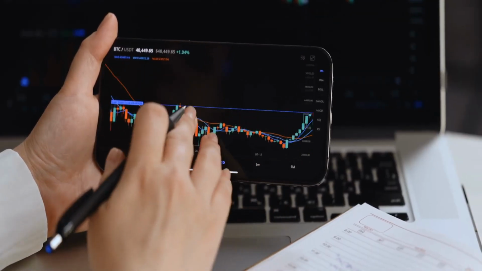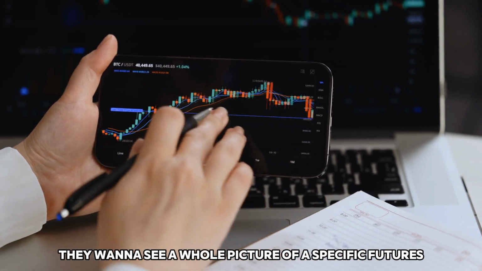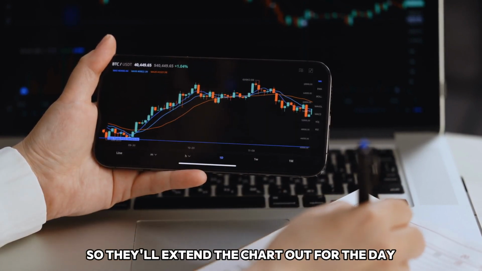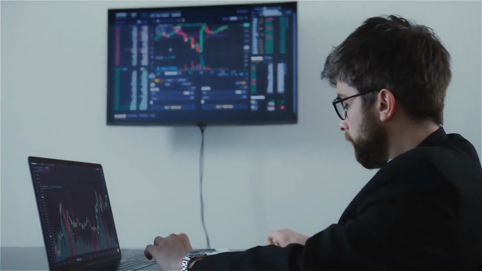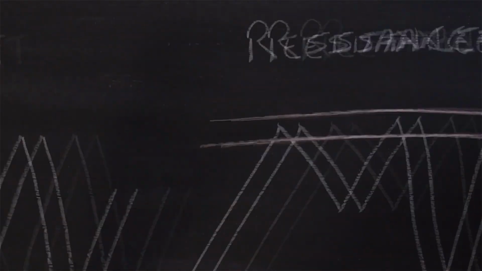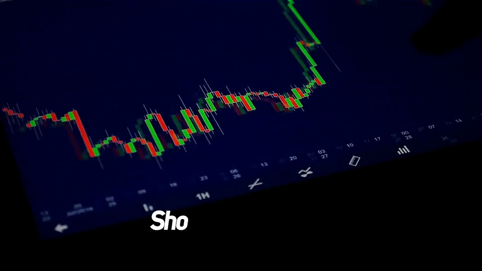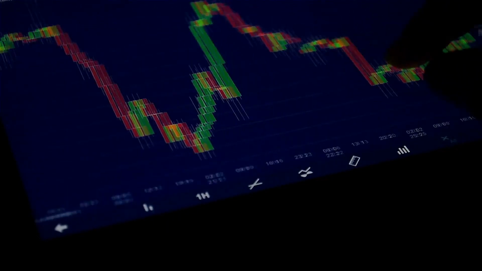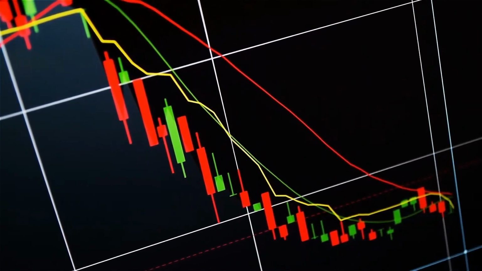Traders also look at multiple time frames when making their analysis. Typically, they want to see a whole picture of a specific futures instrument to determine if they're going to go long or short. So they'll extend the chart out for the day, the week, the month, and even a year. They extend it out that far to map out significant support and resistance levels on the chart as well as trend lines. They then transition to a shorter time frame like the 5, 10, or 15 minute candlesticks to place their trades at an exact precision point of their liking. But that basically breaks down the technical analysis trading side of things.